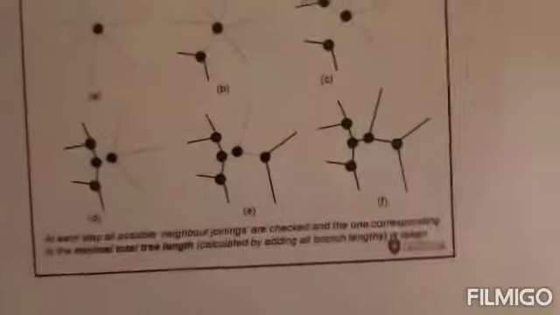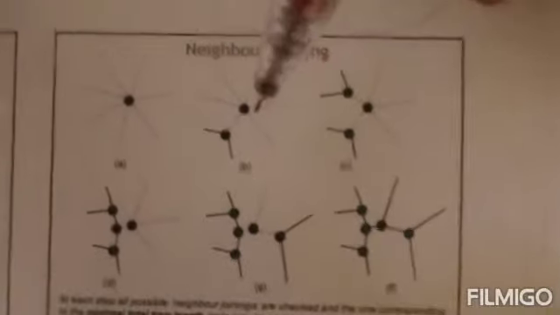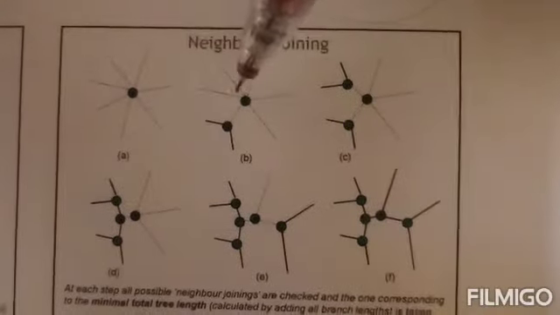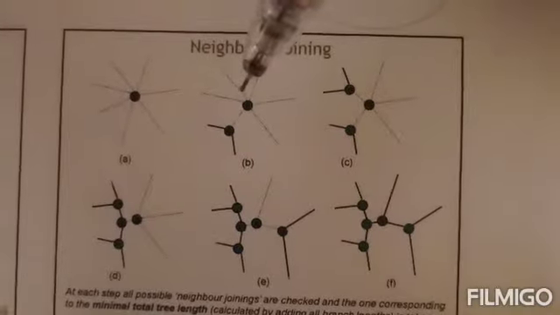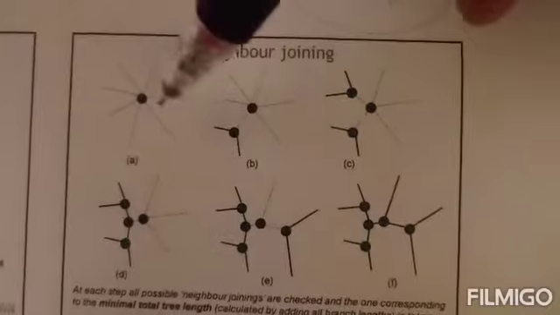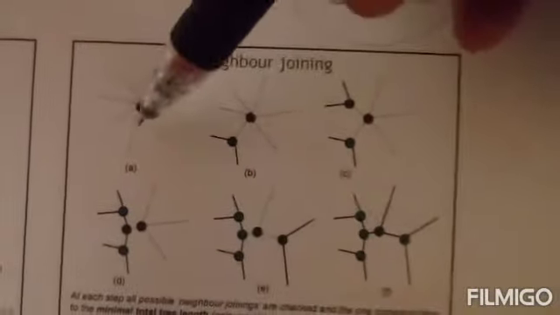So next I would also say about, in the distance based method, I forgot to say about what is a neighbor joining. In this neighbor joining, at each step all the possible neighbor joins are checked and the one corresponding to a minimal total tree length, calculated by adding all the branch lengths, is taken. For example, initially a star shaped tree is there, then you will see, okay, so this is a neighbor.